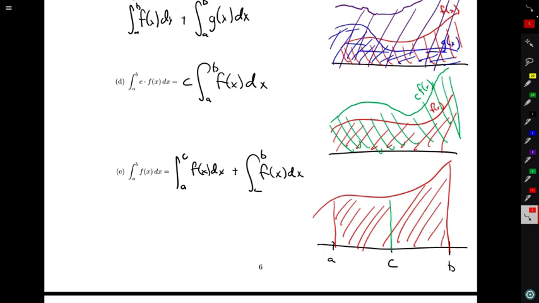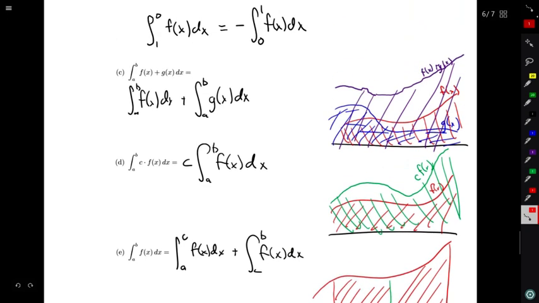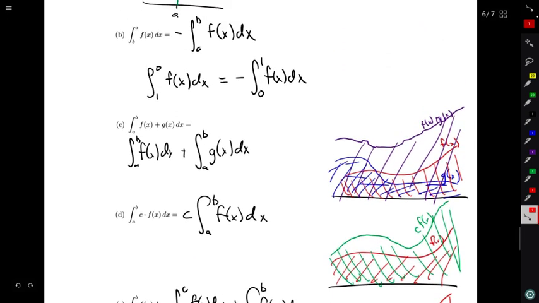So certainly this seems reasonable, though it is more useful and a little more general than it looks right now. The picture I've drawn has c between the values of a and b, but this need not be the case. Even if c is some value way bigger than b, this formula still holds. Even if c is some x value way smaller than a, the formula still holds. And it holds because we've defined property b here so that the area between b and a, when you're integrating backwards, is the negative of the area between a and b.